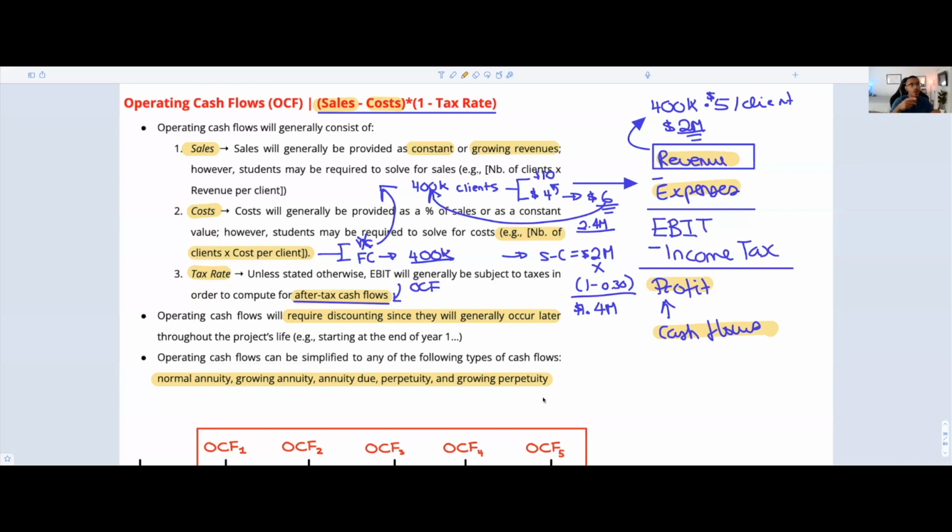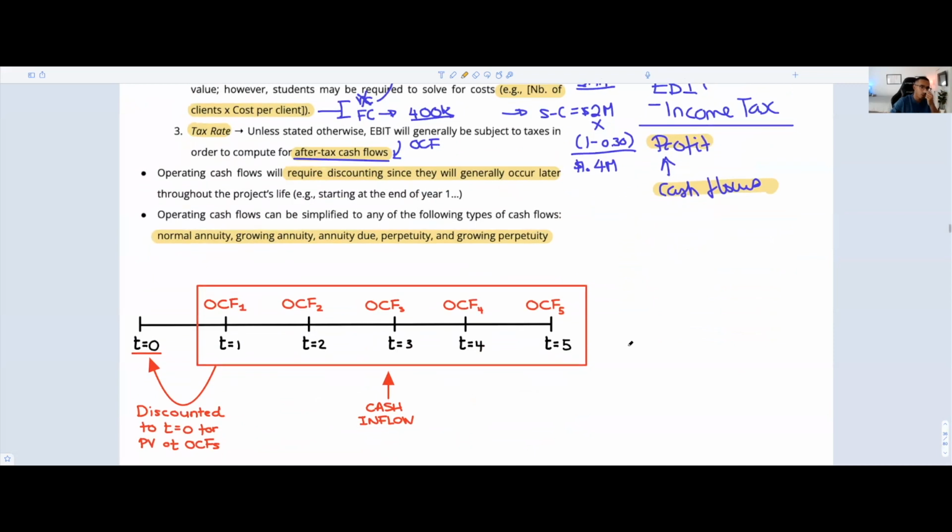Well, that's why I recommend that if you are on an exam, you always just solve for the first year of operating cash flows. So for the first year, I would recommend you do exactly this: sales, minus your costs. That's going to give you an amount. It's going to give you your EBIT.